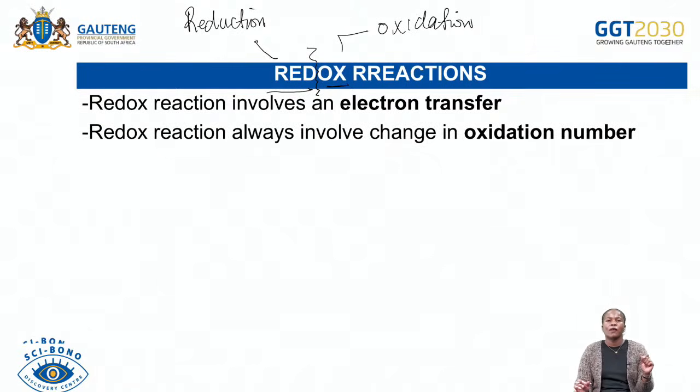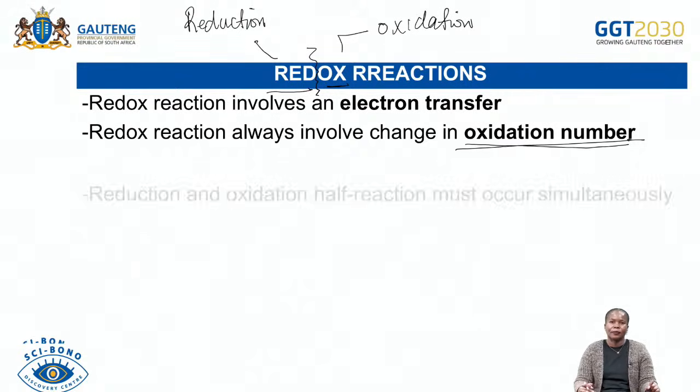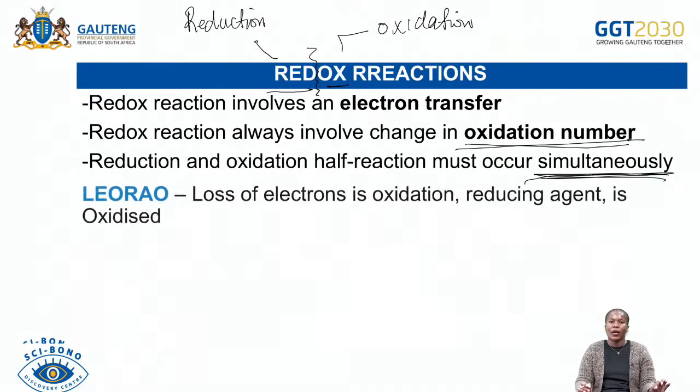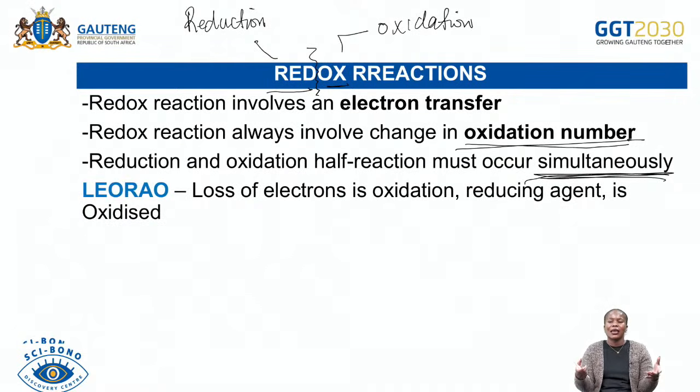Also, we need to take note of the fact that redox reactions always involve an oxidation number. The oxidation number is very important in alerting us about how many electrons have been transferred from one object to another. Not forgetting that the reduction and oxidation half reactions have to occur simultaneously. But now let's take it just one step at a time. Let's understand one concept at a time. Let's just fully dive into oxidation.